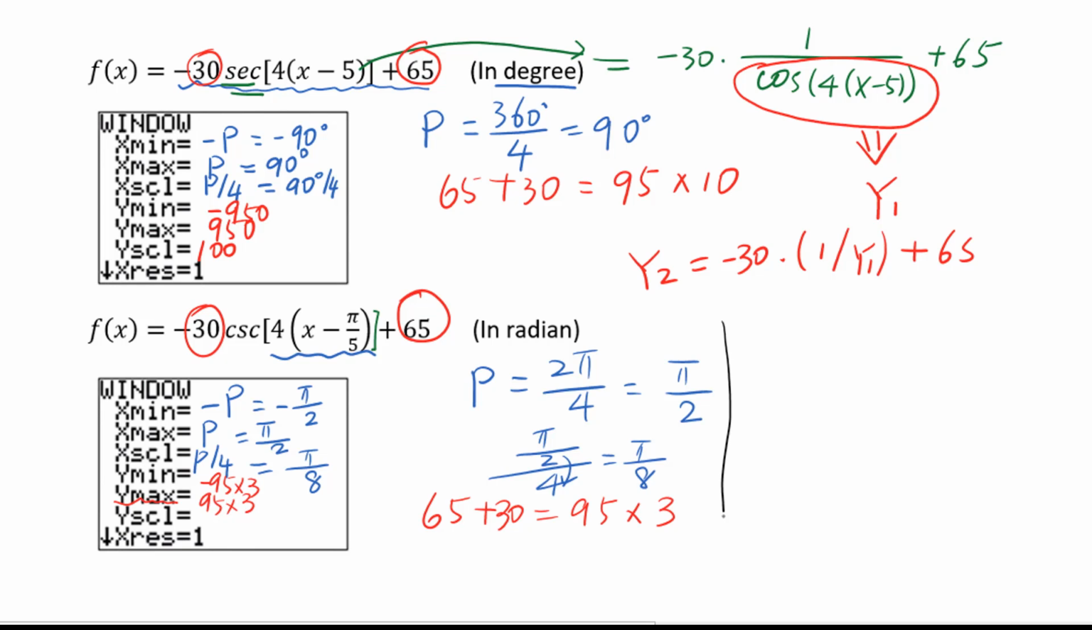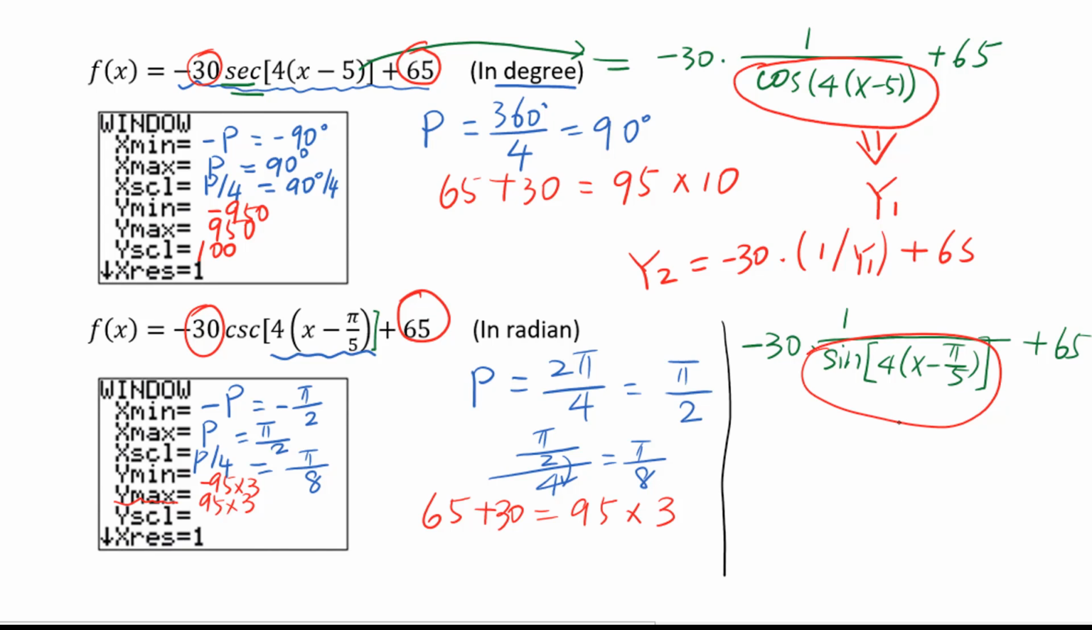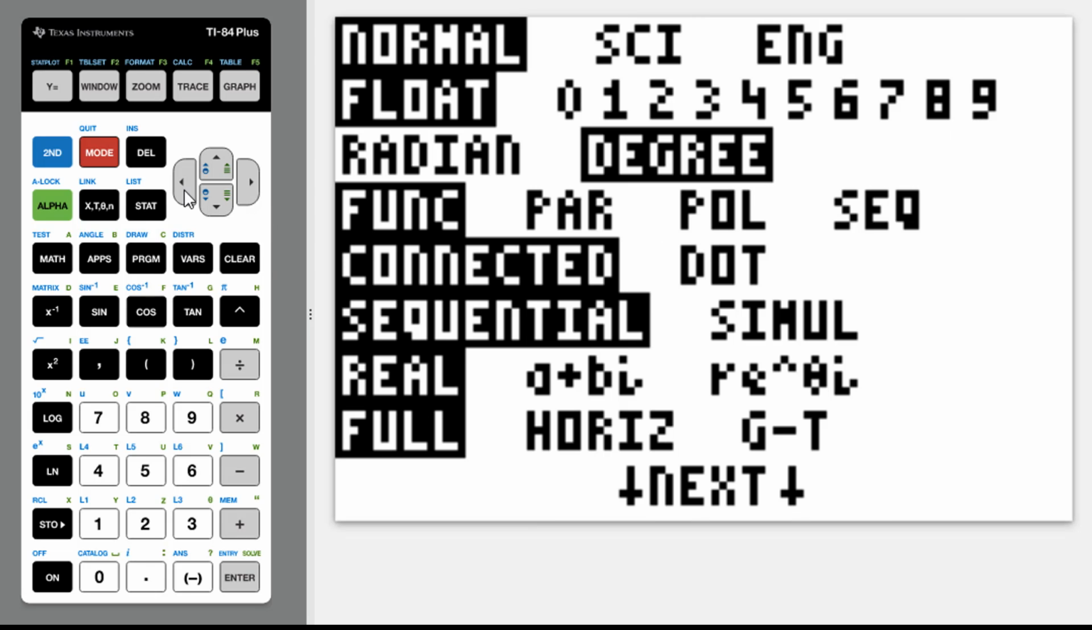Since your graphing calculator doesn't have a cosecant function, we need to change this into a sine function. You will have negative 30 times 1 over sine 4 times x minus pi over 5, then plus 65. This you will go to y3, and we will put y4 equals negative 30 times 1 over y3 plus 65. First of all, you need to change this mode into radian.